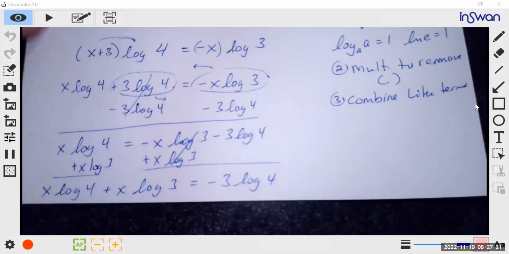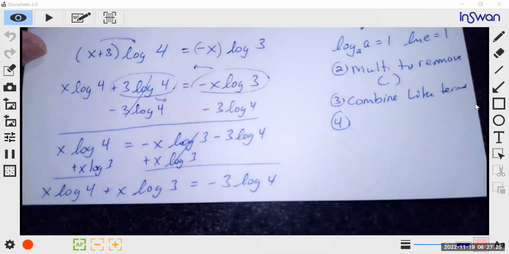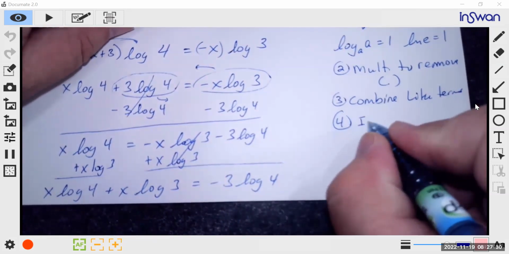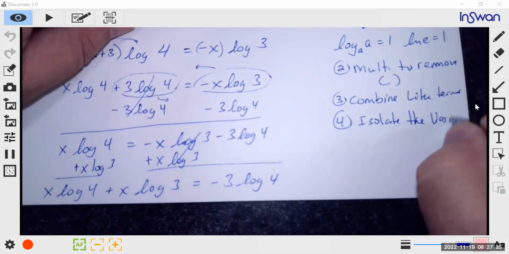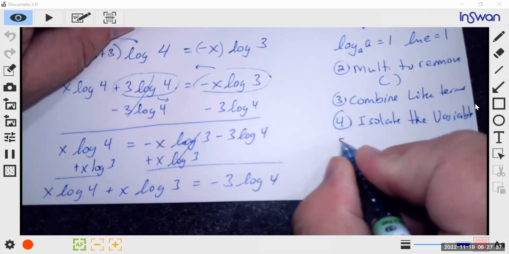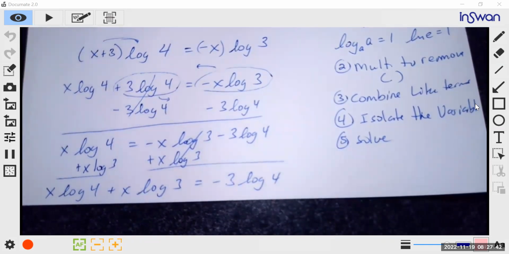And that's what I have so far. I have all the x's on one side, non-x's on the other side. Isolate the variable. And solve. So we have all the x's on one side and non-x's on the other side.